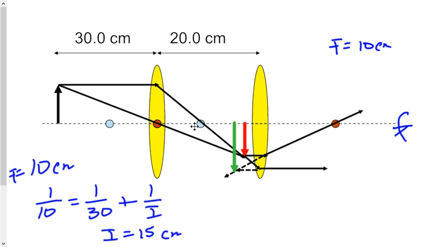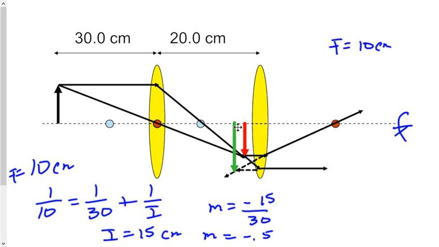Let's calculate the magnification for that. The magnification is going to equal minus I over O. So we have minus 15 divided by 30, because 30 was our object distance. And the magnification for our first lens is then going to equal minus 0.5. So that means this red arrow here is going to be half the size as this black arrow. Again, drawing not to scale, we're not actually observing that. It is a little bit smaller there.